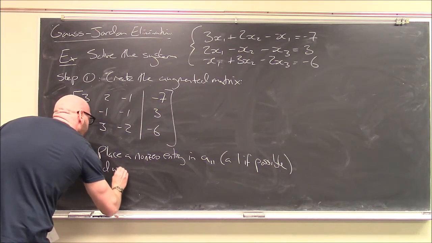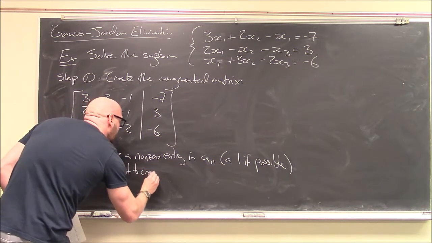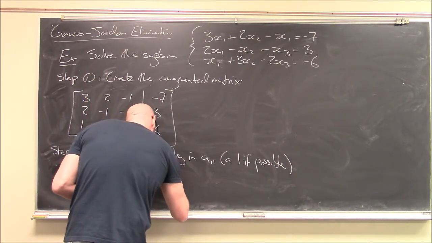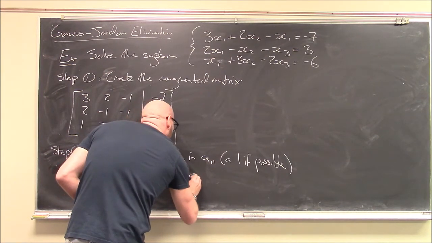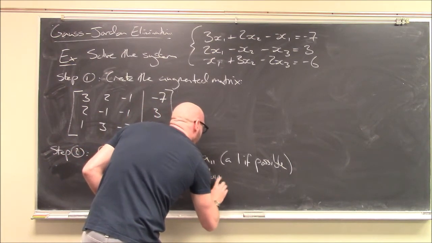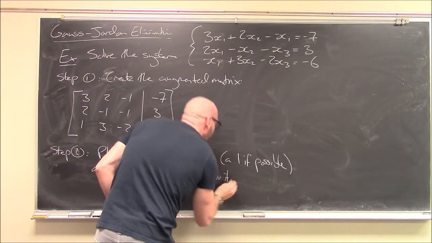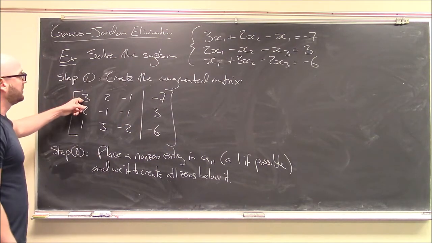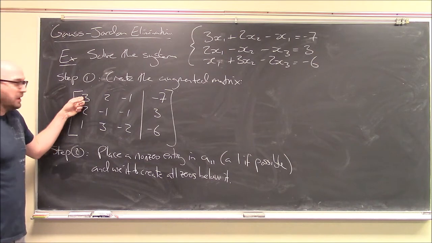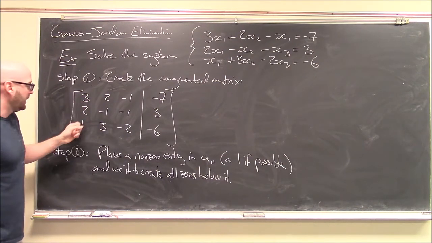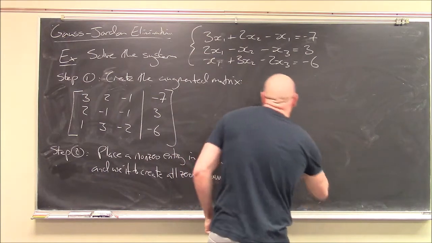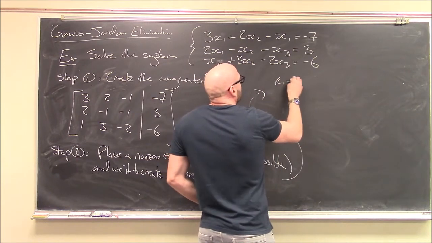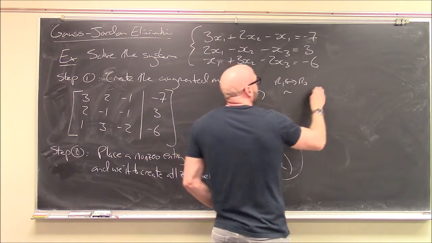and use it to create all zeros below it. So this is actually several steps that we'll have to do here. I want to place a non-zero entry. I have a non-zero entry, but if I can have a 1, let's use a 1 instead. So let's interchange row 1 and row 3. Row 1, row 3, we will switch them.